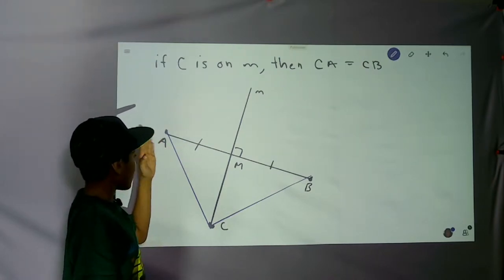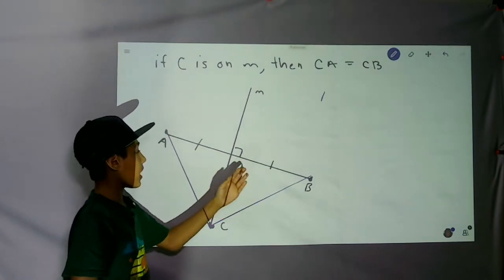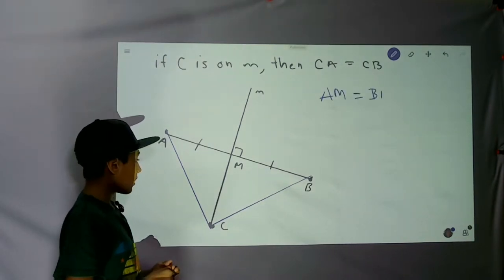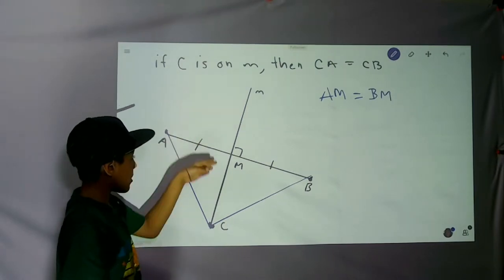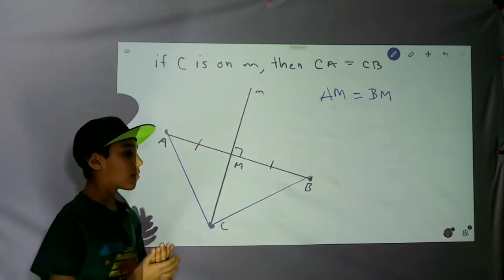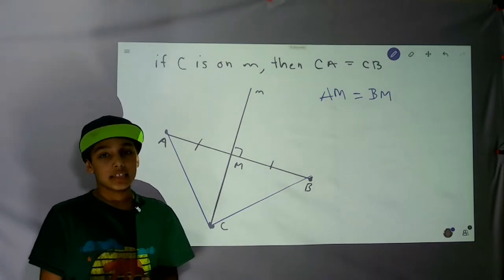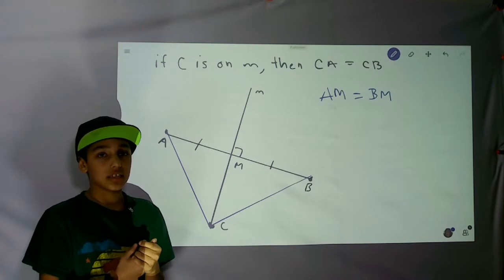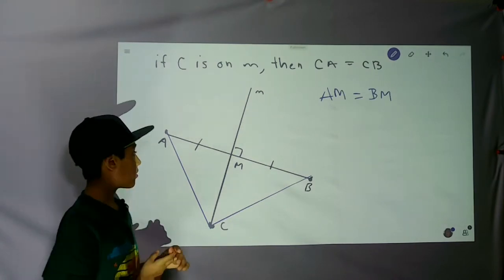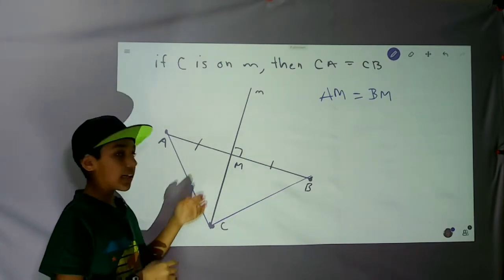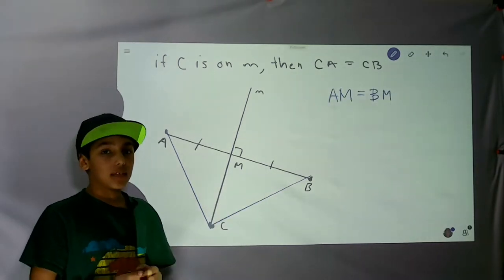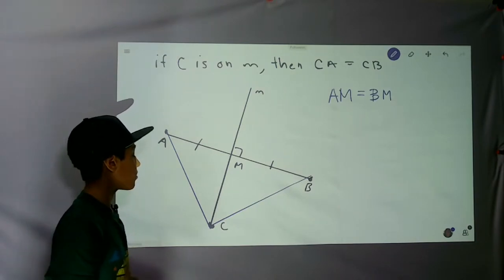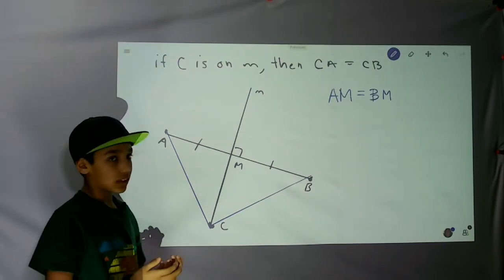We know that AM and BM are equal. Line AM and line BM are equal because M bisects them perpendicularly. Remember, a bisector is something that splits an object into two equal parts. Those two equal parts are AM here and BM here. Now we've shown that AM equals BM. Now let's try to find what other things are congruent or the same.